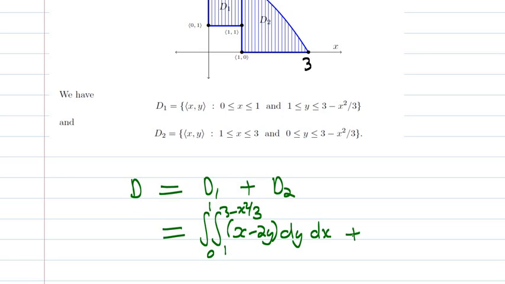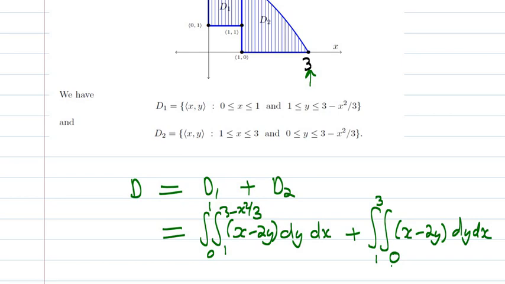Plus, now we do the same thing for D2. We want to write this as a double integral. The function is still x minus 2y. It's type 1, so it's going to be dy dx. Now x starts at 1 and x ends at 3. So you can see why it was important to see where the parabola cuts the x-axis. That value is 3. And now we have to say, where does y start?